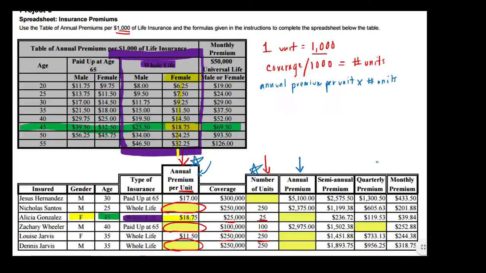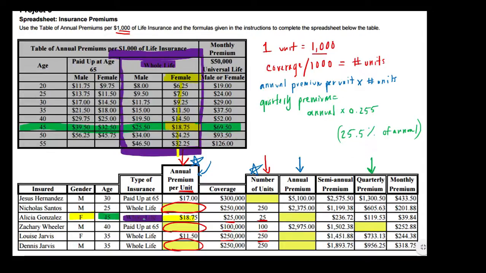Finally, we have quarterly premium. The quarterly premium is equal to the annual premium multiplied by 0.255. So notice that the quarterly premium is 25.5% of the annual premium, so it's just over a quarter.